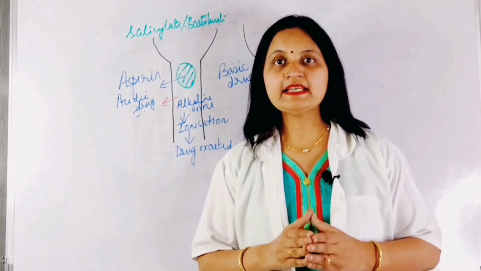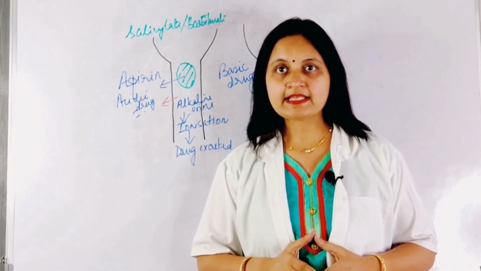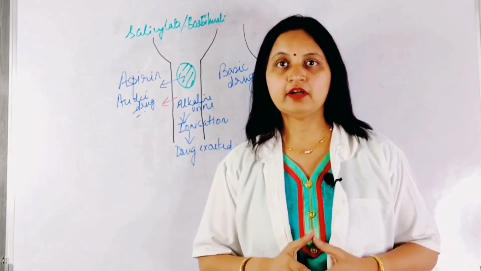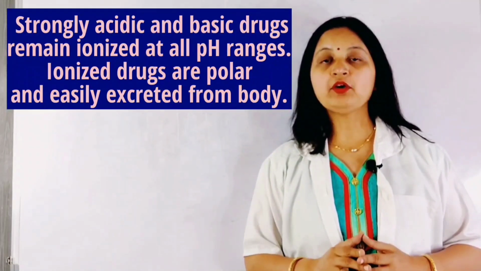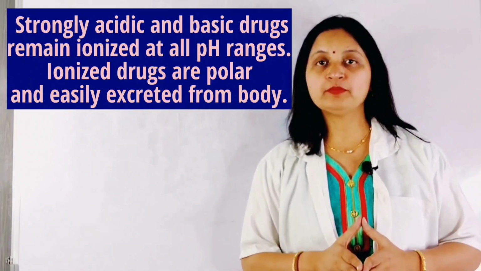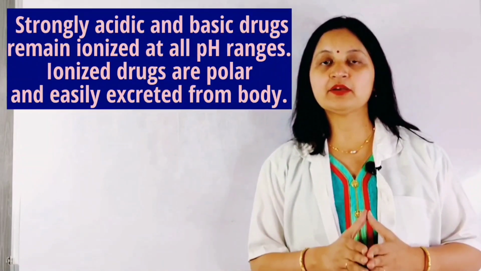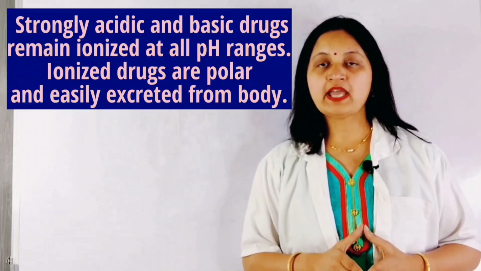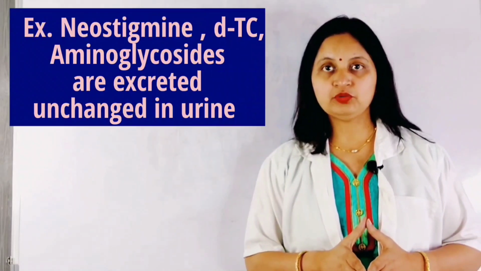But in case of basic drugs, the urine is made more acidic in presence of ascorbic acid and ammonium chloride, and this enhances the excretion of basic drugs. However, strongly acidic and basic drugs remain ionized at all pH ranges, and since they are in ionized form, they are not lipid soluble and are easily excreted without getting reabsorbed. So these drugs include quaternary ammonium compounds and aminoglycoside antibiotics that are excreted as such in urine.